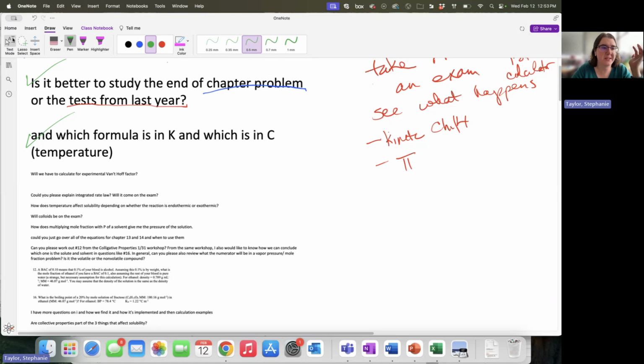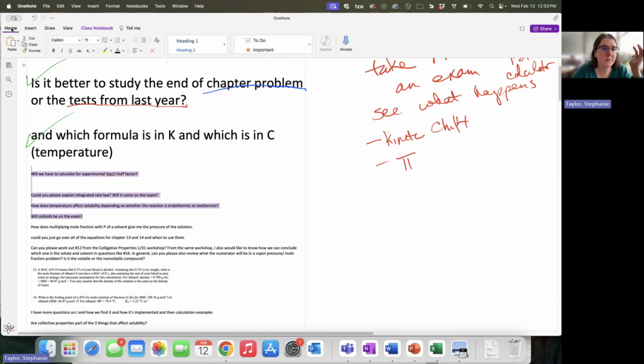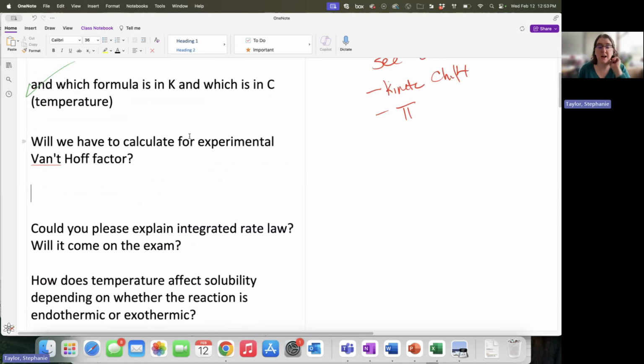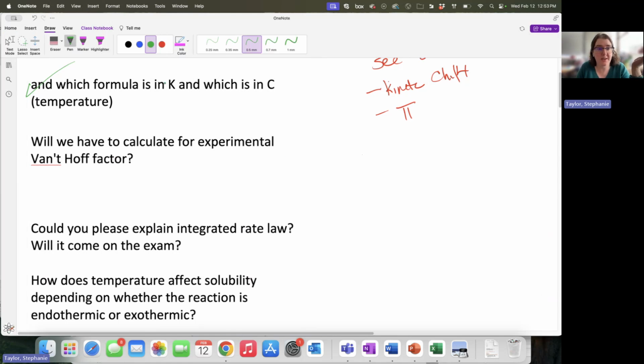Okay, I did this one. This one is a little bit small. Sorry about that, I didn't bump them all up. But it asks something like, we have to calculate the experimental Van't Hoff factor. You certainly can. It's definitely fair game on the exam. I won't flash back to it, but we had equations that looked like this.